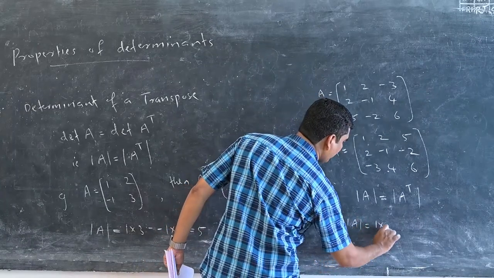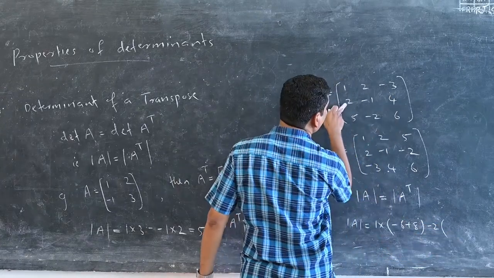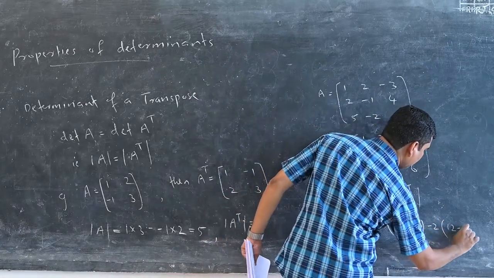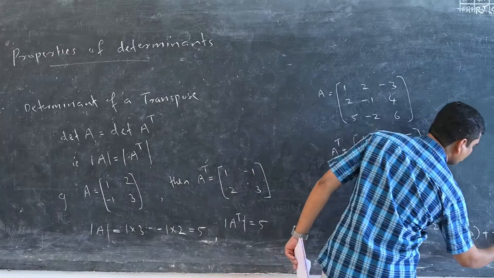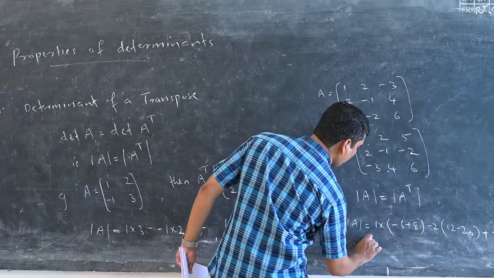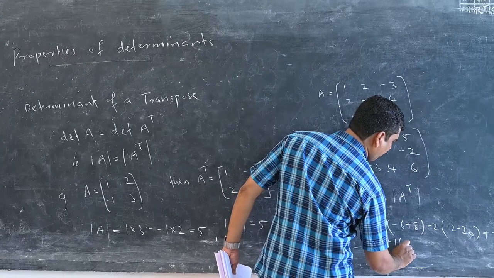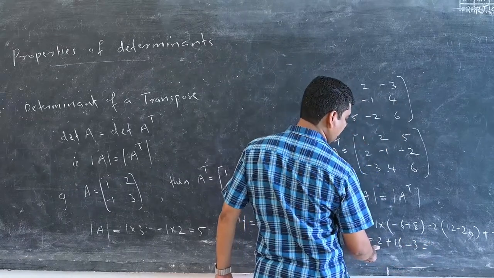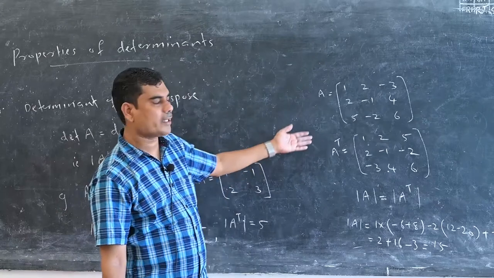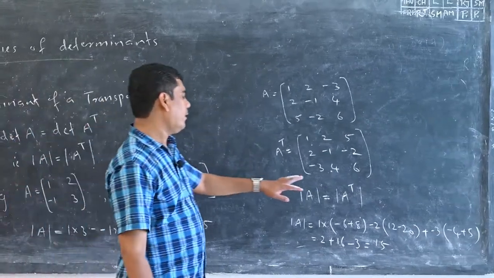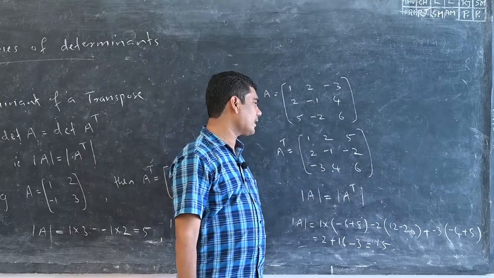Here determinant of A is equal to 1 into minus 6 minus 6 plus 8, minus 2 into 12 minus 20, plus minus 3 into minus 4 plus 5. This is equal to 2 plus 16 minus 3, which is 15. So determinant of A is equal to 15, then determinant of A transpose is automatically equal to 15 because they have the same determinant. So we can find the determinant of A transpose without calculating, because determinant of A transpose is the same as determinant of A.